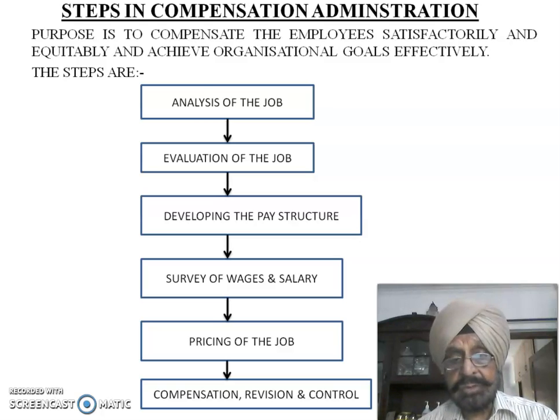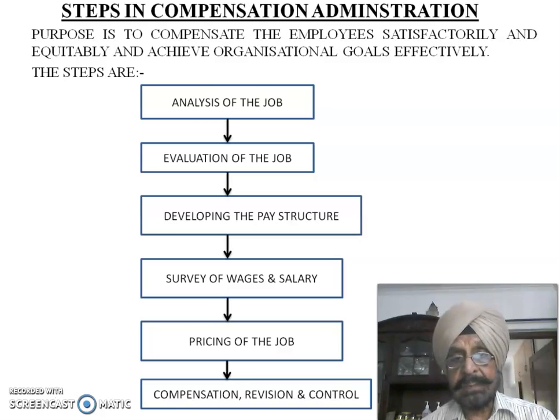Then we also need to do a survey of wages and salary for similar jobs in the industry or elsewhere among other organizations. Then based on that, we price each of the jobs and then we decide upon what compensation. As you are aware, compensation was both in terms of cash as well as in kind. And if anything further is required, then revision and control.